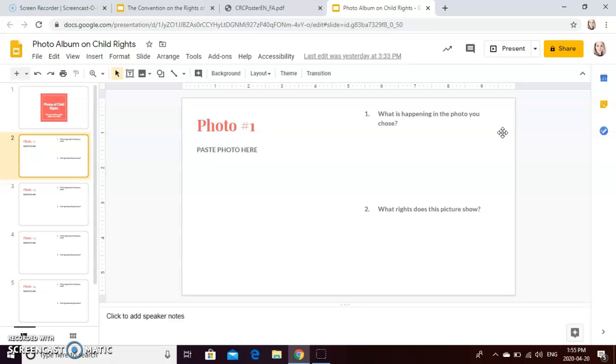So that is the assignment for today. And like I said, I will attach the convention so that you can look through the rights yourself. If you have any questions, you can message me in the Google Classroom. You can send me a Gmail. You can comment on the assignment if there is something you're not sure of.